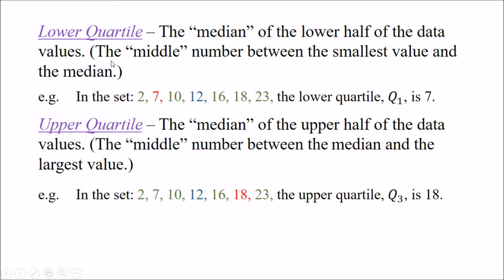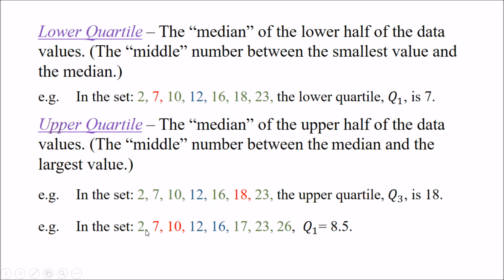The upper quartile, similar to the lower quartile, is the median of the upper half of the data values. It's the middle number between the median and the largest value. So using the same set as above, again, 12 is the median, so I'm going to ignore that. Now my upper half of my data consists of 16, 18, 23, which are 3 values. Finding the median of that, I get 18. So the upper quartile, Q sub 3, is 18.